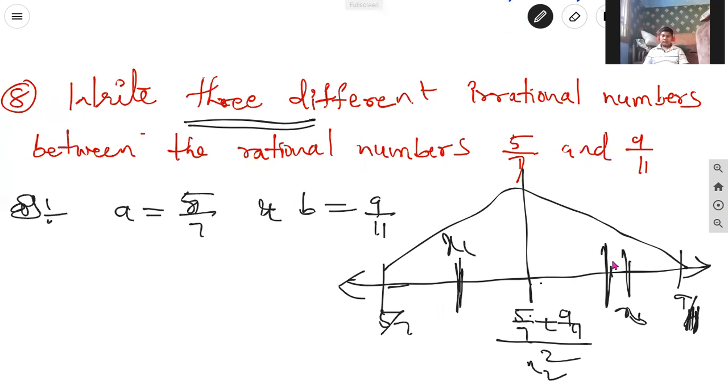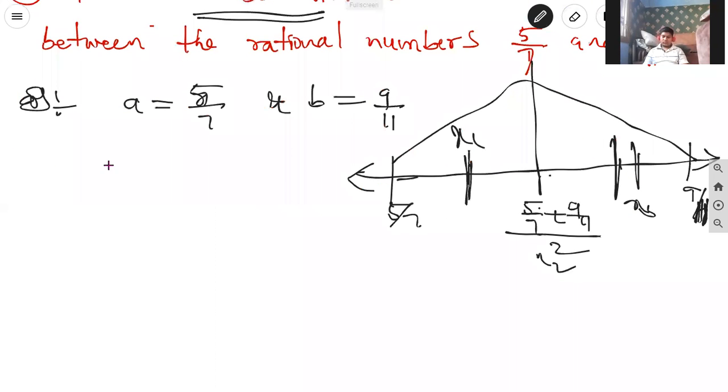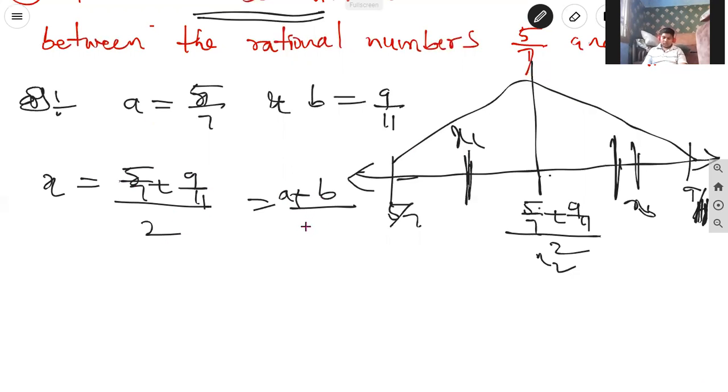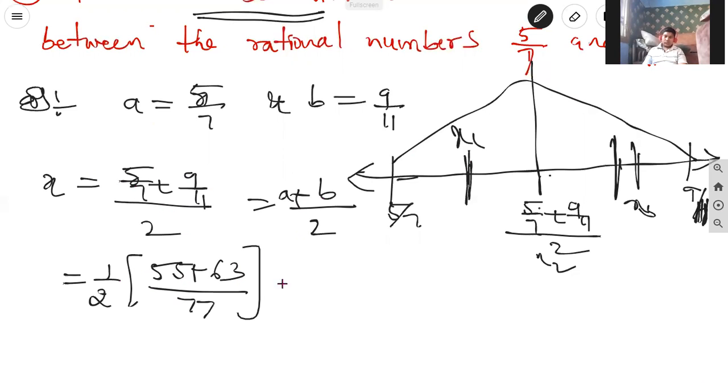For that case, I am taking first the average value x equal to 5 by 7 plus 9 by 11 by 2, that is a plus b by 2, where a equal to 5 by 7, b equal to 9 by 11. Taking the LCM, 1 by 2 into 55 plus 63 by 77, since 5 elevens are 55, 9 sevens are 63, and 7 elevens are 77.